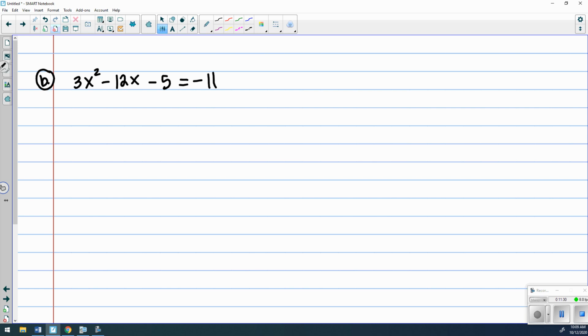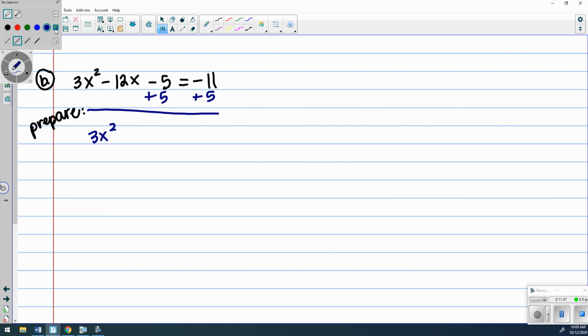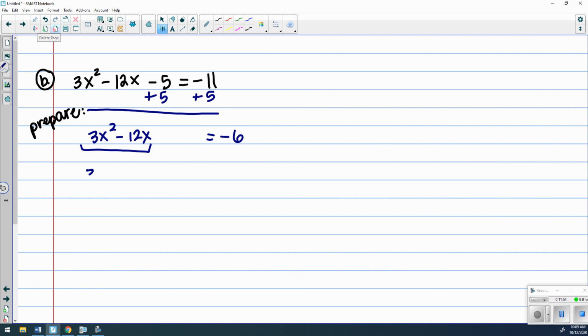All right, so the first step I need to do is prepare to complete the square. Prepare. So this is my prepare step. Check it out. I'm going to add 5. I have 3x squared minus 12x is equal to negative 6. And then I'm going to factor out a 3. X squared minus 4x is equal to negative 6. I'm going to divide both sides by 3 at this point, and that gives me x squared minus 4x is equal to negative 2.